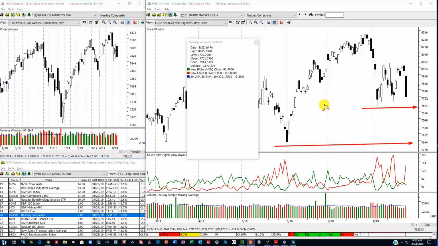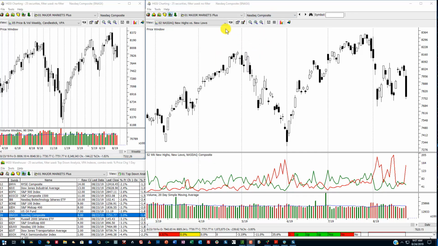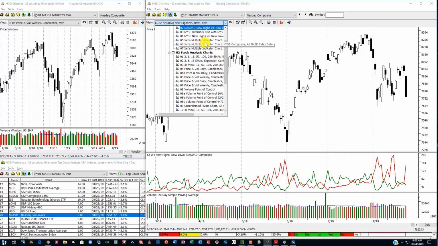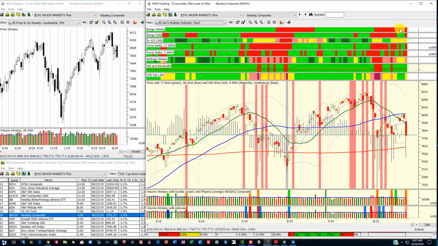And after the markets closed, Trump said he was going to impose more tariffs on China in retaliation. So who knows what the market's going to do on Monday, but I would not be surprised if there is a huge gap down on Monday. But just observe. Don't take my word for it. That's purely speculation. Now I'm going to move down to Ian's multiple indicator chart.